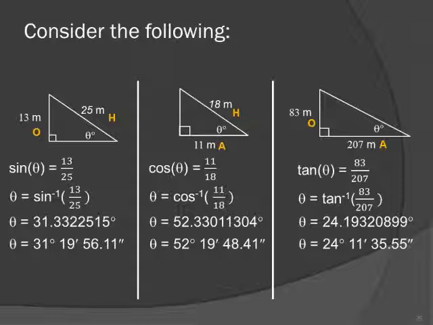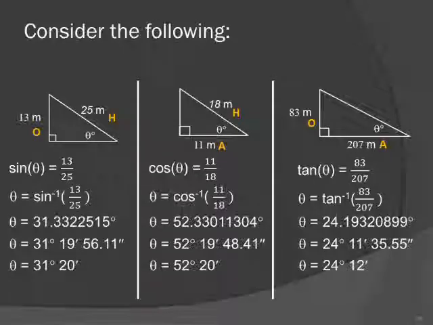In the second one, we've got 48, and that's going to be greater than 30, so we're going to round up the 19. In the last one, we also have 35, greater than 30, so we're going to round up. So when we do the final problem, first one comes up 31 degrees, 20 minutes. Second one comes up 52 degrees, 20 minutes. And the third one comes up 24 degrees, 12 minutes.